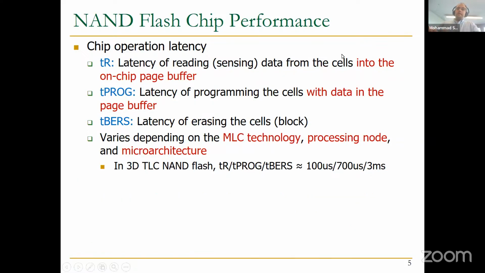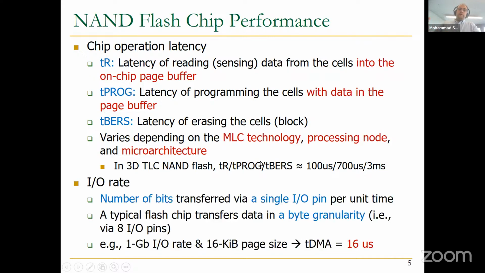These are the latencies for the NAND flash chips. In addition, we also have channel latency, which we usually calculate using the IO rate. Whenever you have your data inside the NAND flash chip and want to communicate it to the host, or you have your data in the SSD controller and want to send it to the NAND flash chip, for example for programming, you need to go over the channels, and a channel has limited bandwidth. That is the number of bits transferred via a single IO pin per unit time. So we usually use this parameter to calculate the latency.